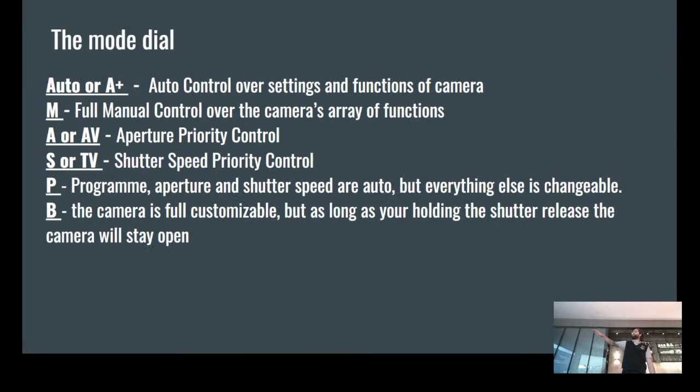Your auto, or A+, that's auto control over all settings and functions of the camera. Really the only thing you're going to be able to fiddle with is your focus area on that camera. And even then, for the majority of it, the camera is going to produce most of the focus for you. So you really don't have to do anything when you're on the automatic setting other than frame. M is full manual control over the camera's arrays and functions. I definitely would recommend, before you even try to use manual control, you try to learn the two just below it first, because those are going to give you kind of like a taste to manual.